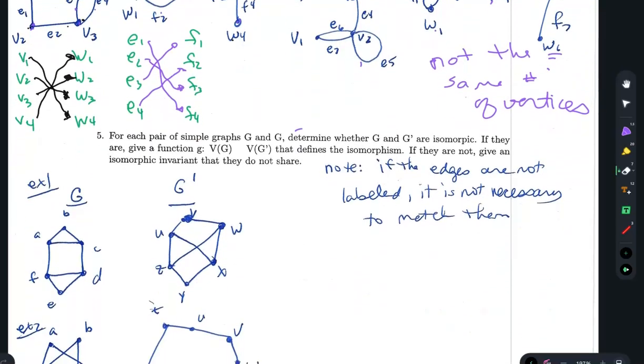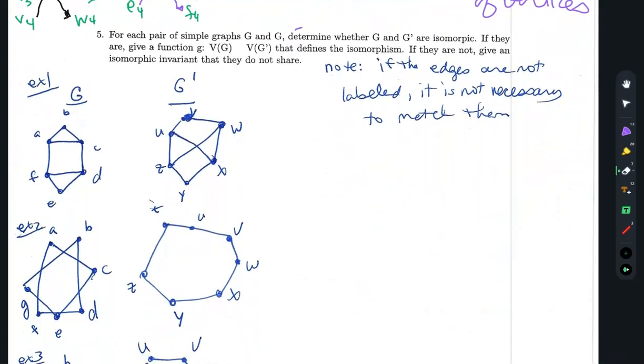All right, so here we are. Now we have graphs with just the vertices labeled, so you don't have to match the edges. Let's see if these two are isomorphic. Let's see if I've got 1, 2, 3, 4, 5, 6 and 1, 2, 3, 4, 5, 6 vertices. So then we can go to edges: 1, 2, 3, 4, 5, 6, 7, 8 and 1, 2, 3, 4, 5, 6, 7, 8.